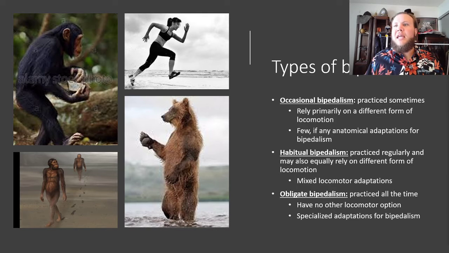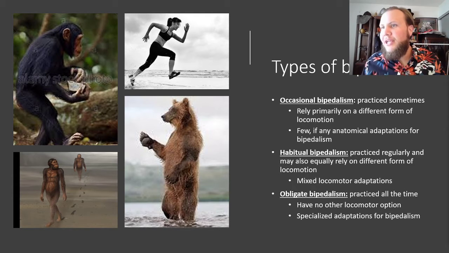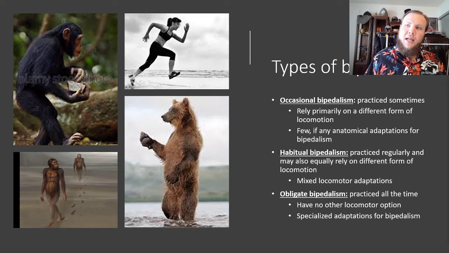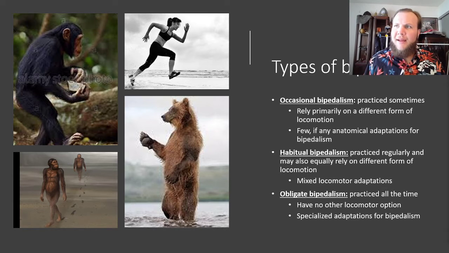Habitual bipeds practice bipedalism regularly, but also rely on a different form of locomotion like brachiation or knuckle walking. So this is a mixed locomotor adaptation. This is what our earliest ancestors had, such as Ardipithecus ramidus, and even, we think, Australopithecus.